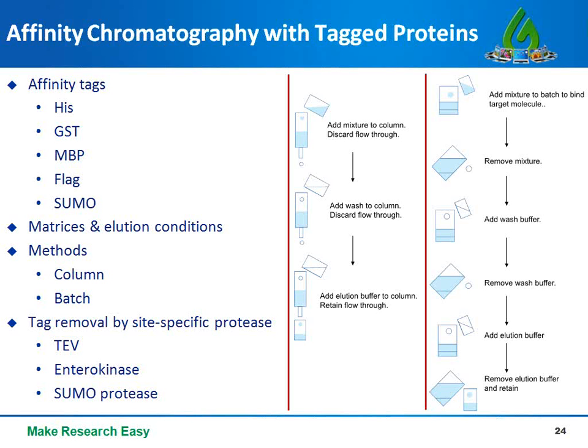Purification can be carried out by either columns or batches as illustrated here on the right. If you would like protein without tag, the tags can be digested off by site-specific protease during the purification step, given that a restriction enzyme digestion site was incorporated when making the protein expression construct.